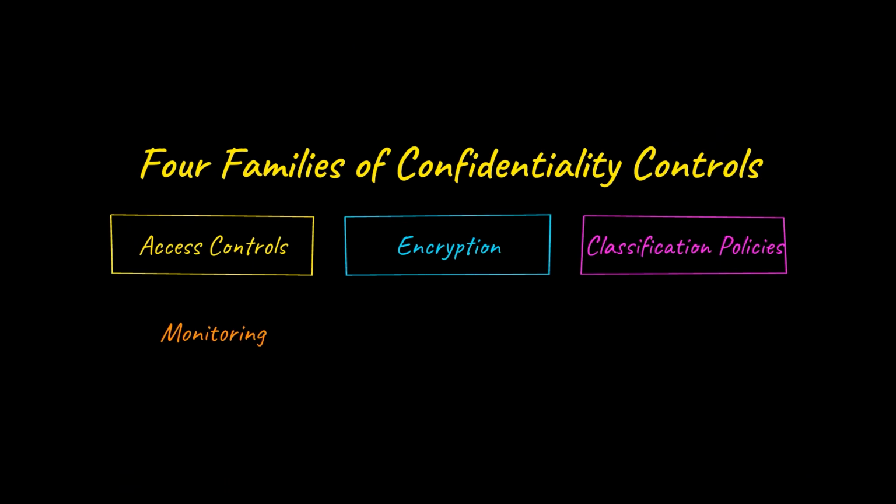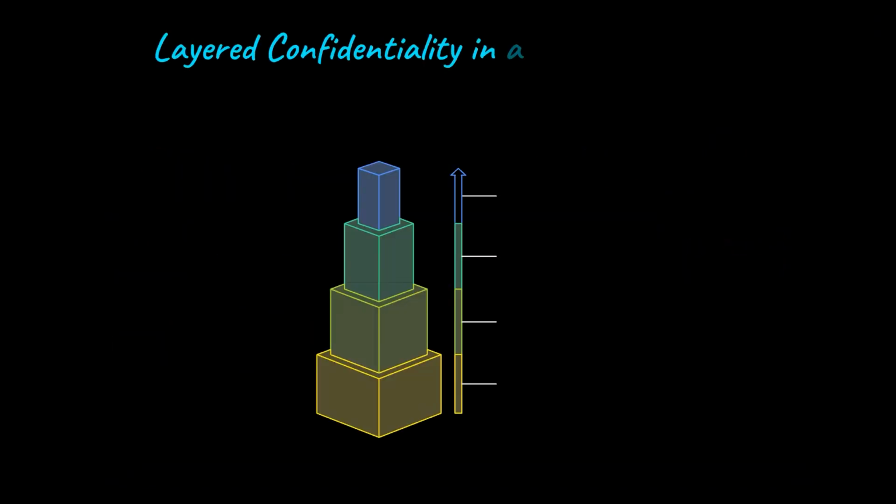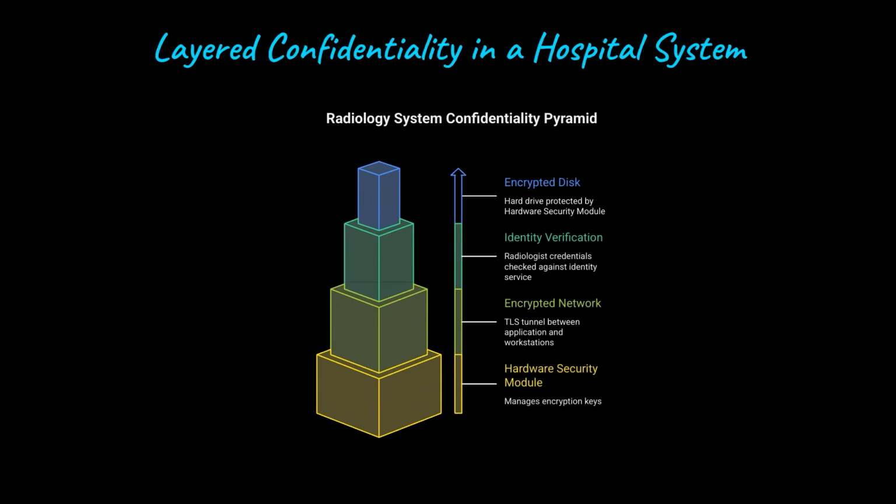And monitoring detects unauthorized access attempts. A robust system layers all four because any single control can fail on its own. Consider a hospital storing radiology images.